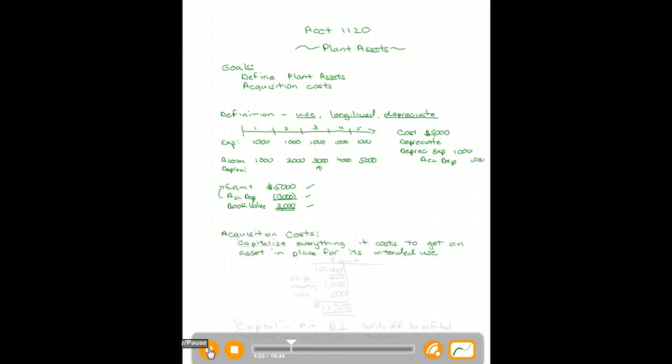When dealing with acquisition costs of plant assets, it's important to realize from the beginning that we're going to capitalize into the equipment account everything it costs to get an asset in place for its intended use.